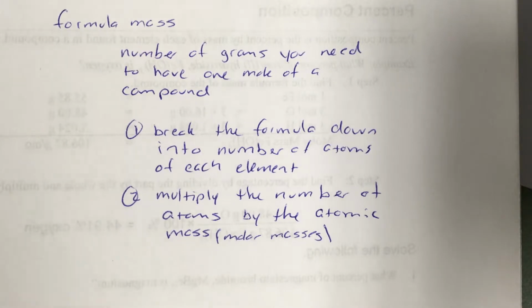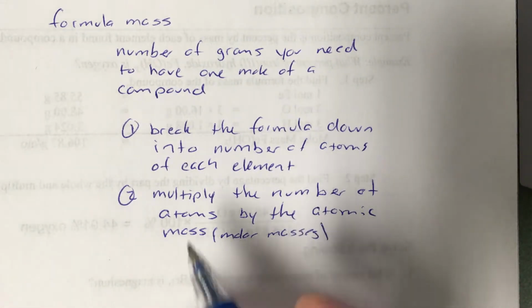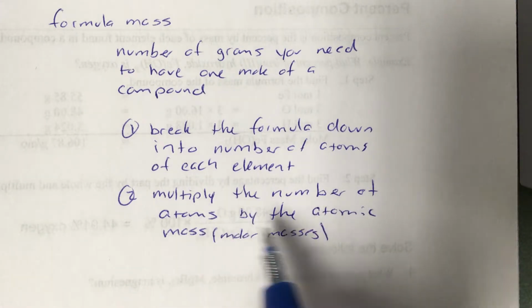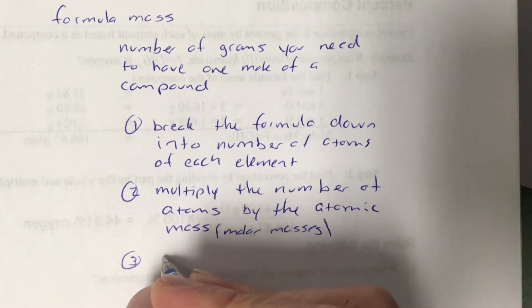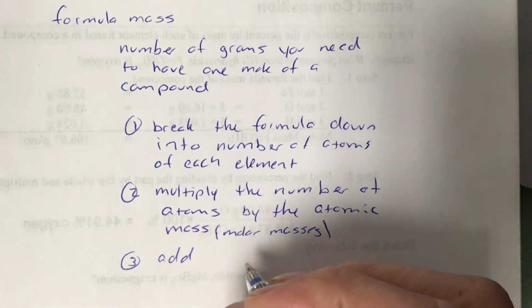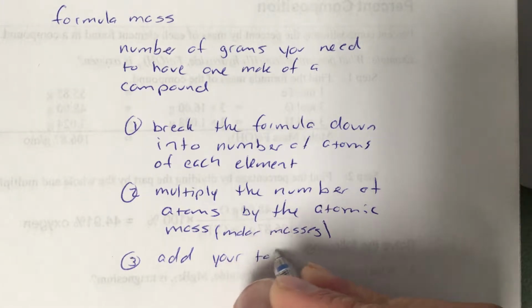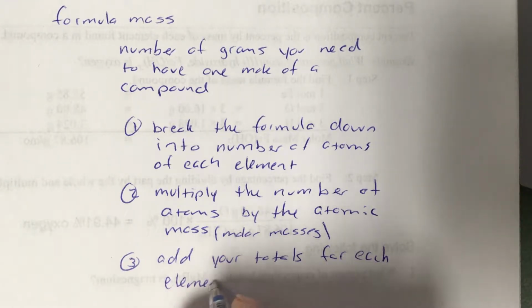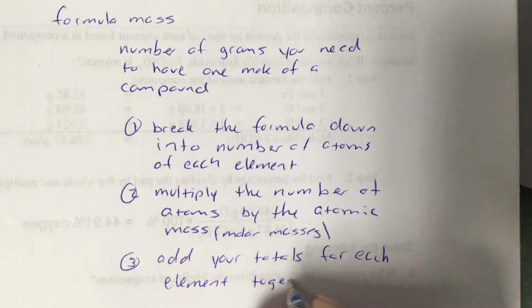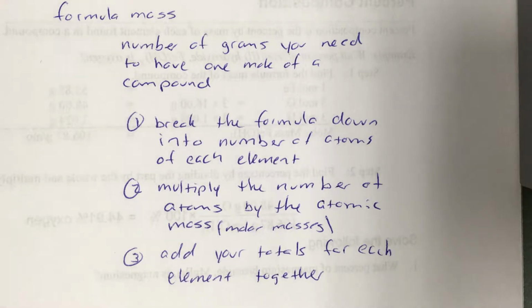The atomic mass tells you how many grams of that element you would need to have 1 mole. So these atomic masses are called molar masses. So you might say multiply the number of atoms by the molar mass. It means the same thing. You'll add all your totals together, and that will give you your formula mass for that particular compound.